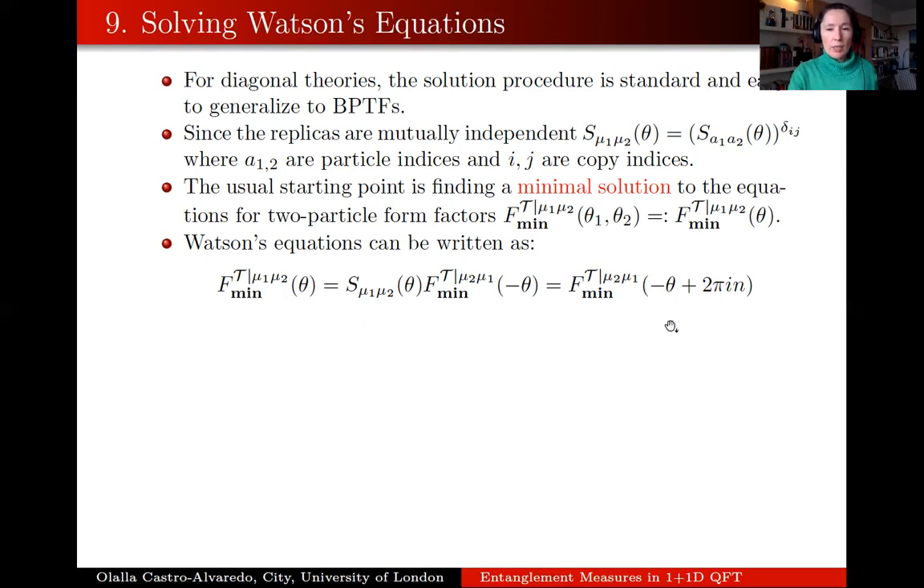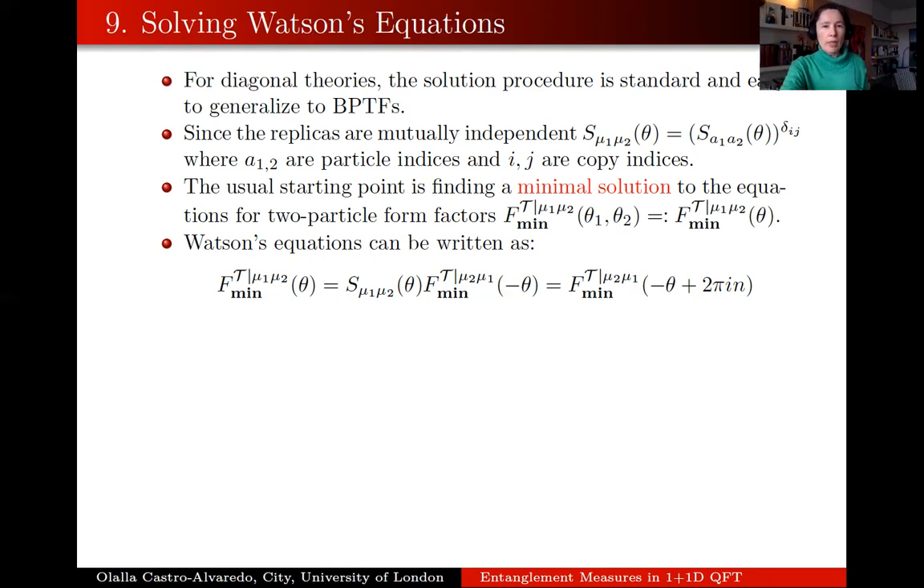This equation here is actually a combination of crossing and Watson's equation. So it's easy to prove. You can try and do that for yourselves as an exercise. But if you successively use the 2 Watson's equations, you come to this relation here, relating form factor theta and form factor shifted by 2 pi i n. So you can try and collectively solve these 2 equations.